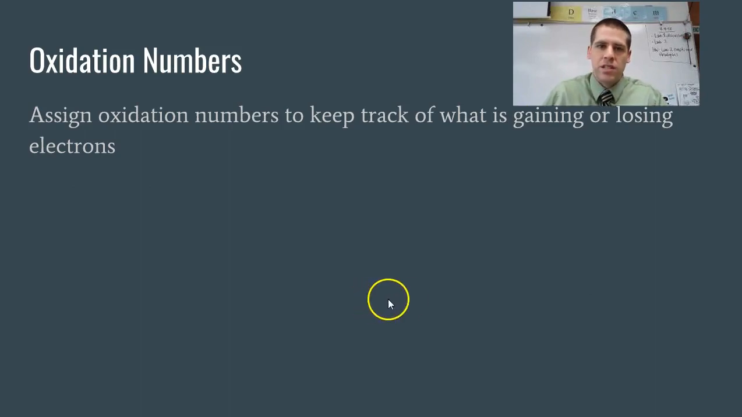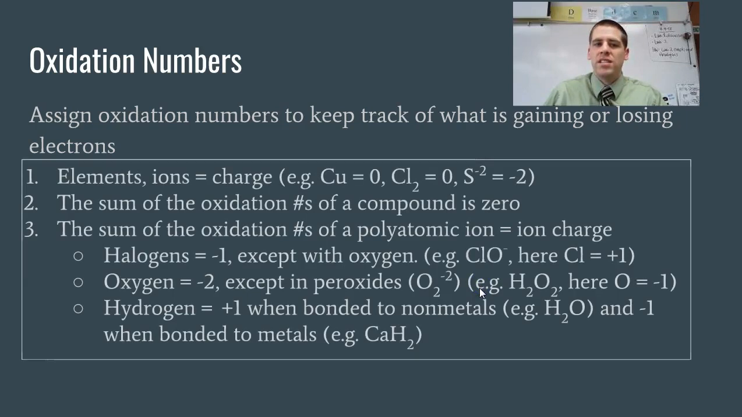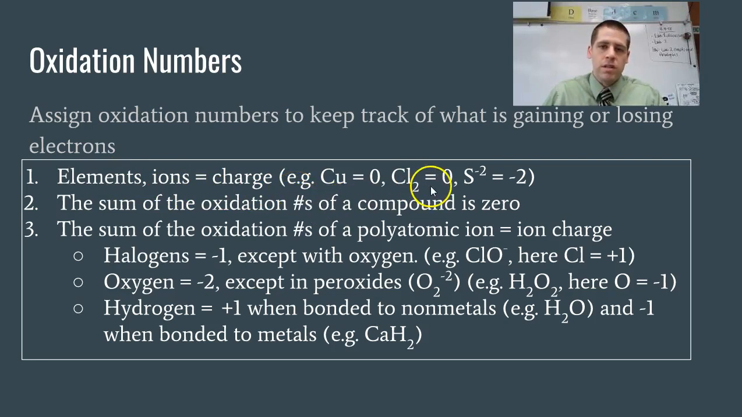Sometimes they're referred to as oxidation states. And here's a simplified set of rules for that. Again, more detail was given in a previous video, but essentially they all come from these first 3 rules. Elements and ions always have the charge of that element or ion. So if it's just an element like chlorine, it would be 0.